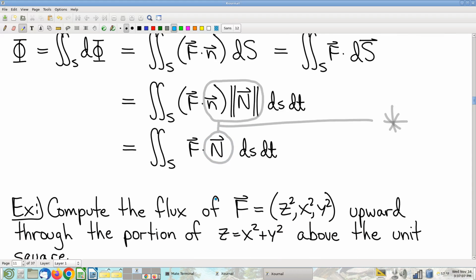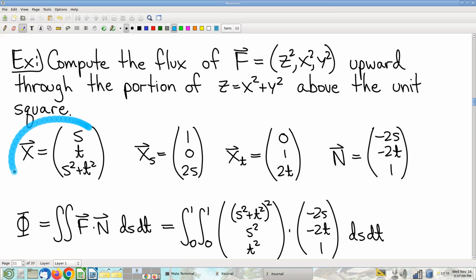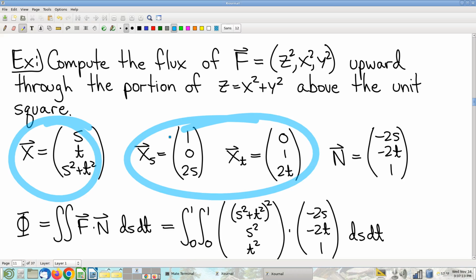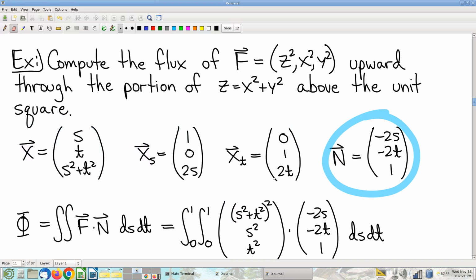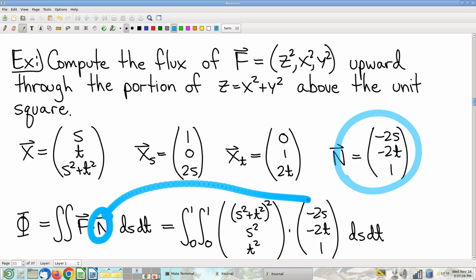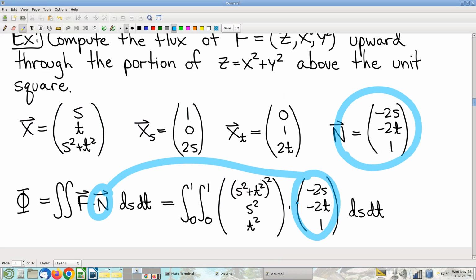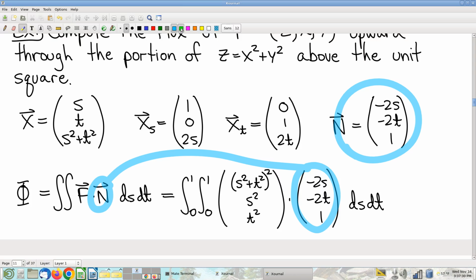Okay. So here we go. Parameterization. Partial derivatives. Cross product. And we're in business. That is my capital N from the handy-dandy formula that I'm using here.